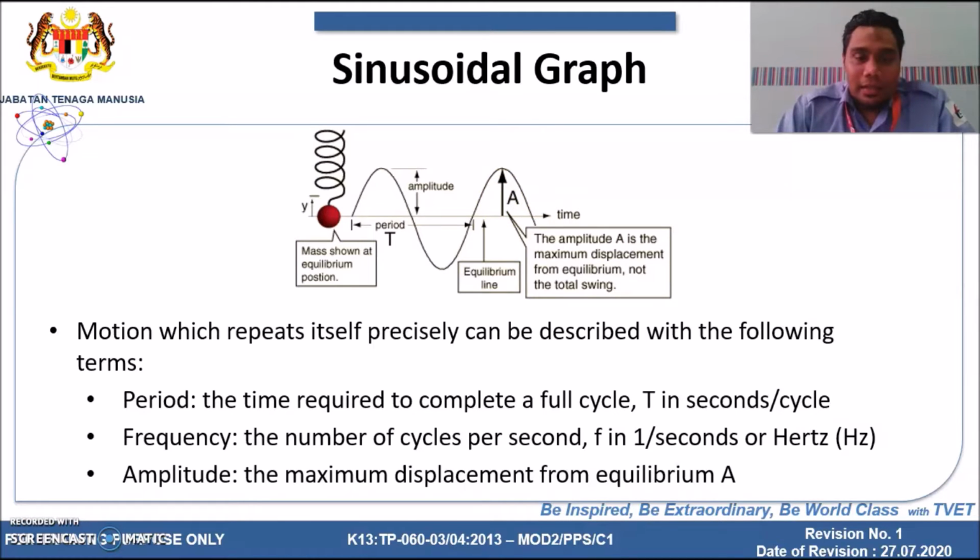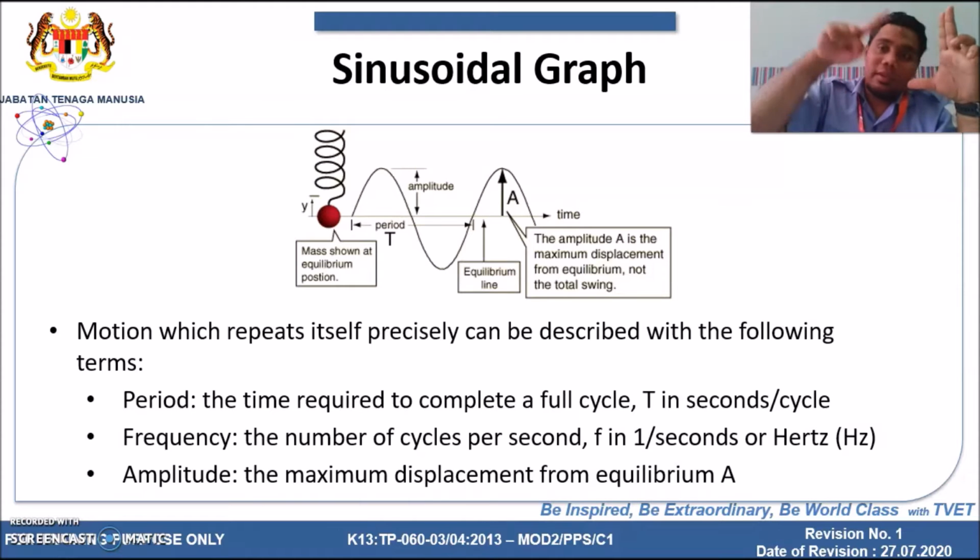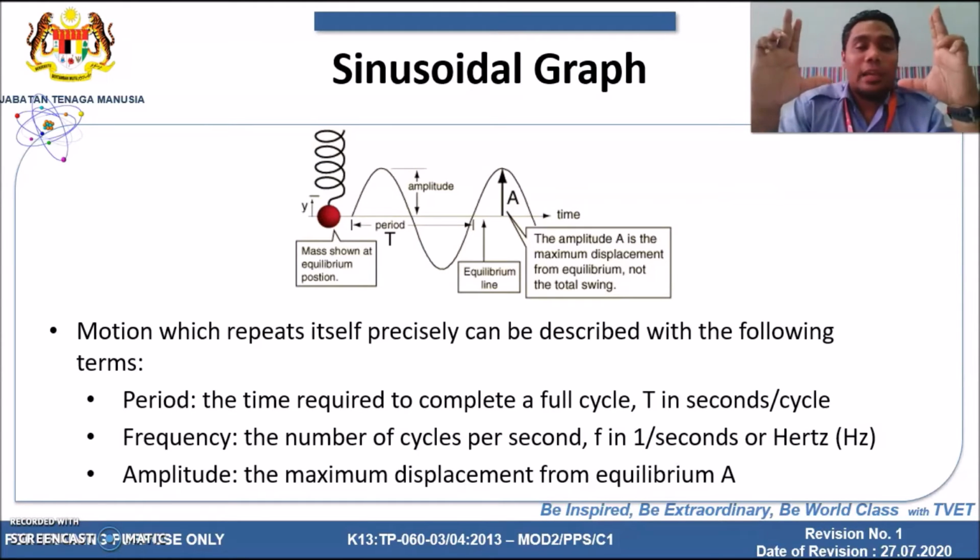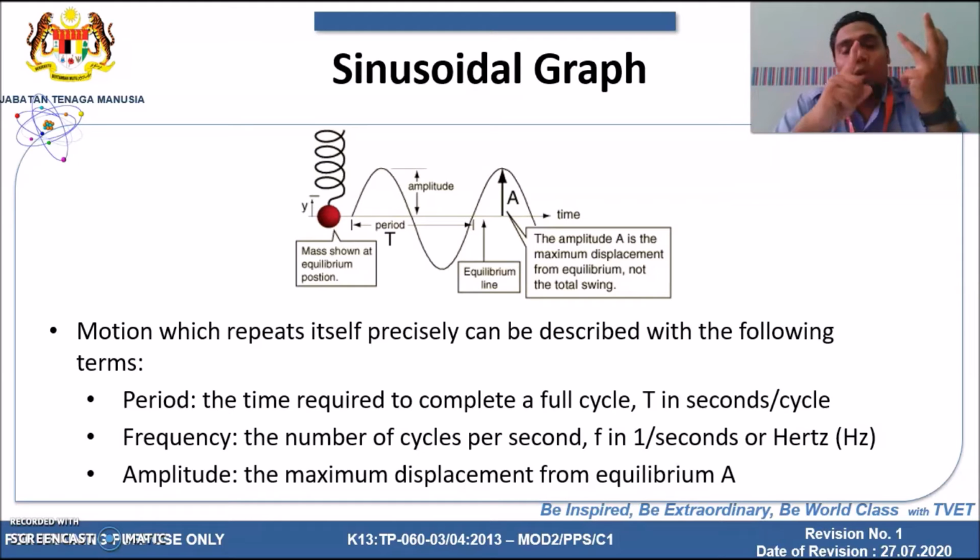Okay, ini sinusoidal graph. So from periodic motion, example of periodic motion kita ada spring mass system and pendulum. And then from this system we can make a graph, atau kita plotted a graph, amplitude versus time, kita akan dapat sinusoidal graph. In sinusoidal graph we can measure the period, the frequency, and also the amplitude of the spring mass or the pendulum punya system. Okay.